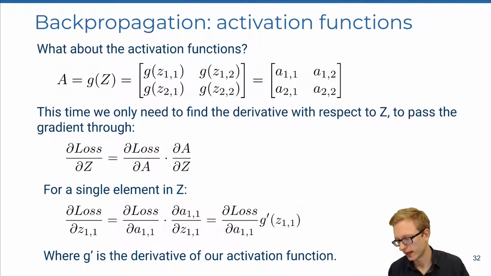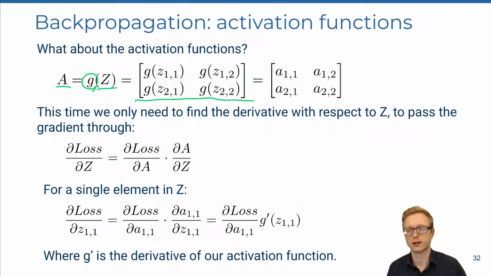So here we have the activation function itself. We have the input matrix to an activation function and the output matrix of an activation function. And because the function is applied element-wise, we can just write it like this. So the function g is applied to every element in Z to get A. Activation functions themselves generally don't have any parameters that need to be updated during training. So all we need to do is pass the gradient through the activation function correctly so that the backpropagation can continue. And for that, we need to calculate this value here.